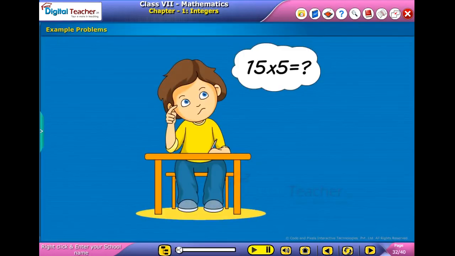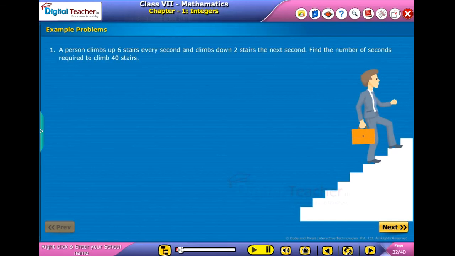Let us solve some example problems. A person climbs up 6 stairs every second and climbs down 2 stairs the next second. Find the number of seconds required to climb 40 stairs. Solution. Given number of stairs climbed up in 1 second equal to 6 and number of stairs climbed down in 1 second equal to 2.